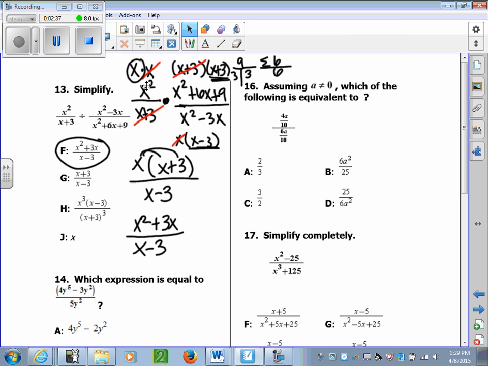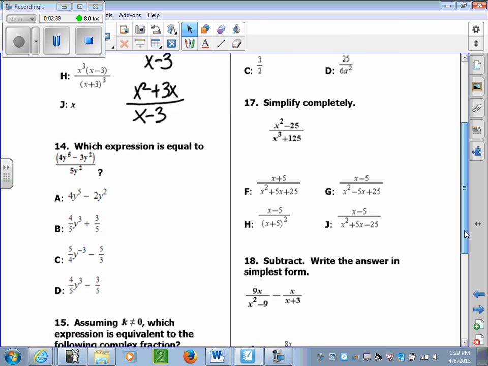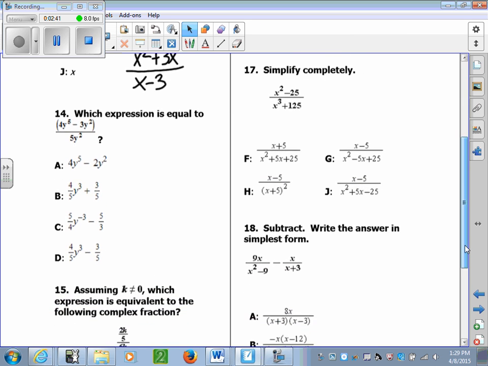All right, 14. Whenever it says which expression is equal to, all that means is you're basically going to simplify the expression and see what it equals. So we just need to simplify this. First thing I'm going to do is factor or pull out any GCFs I can from the numerator. From the numerator, I have a y, they both have at least two y's.